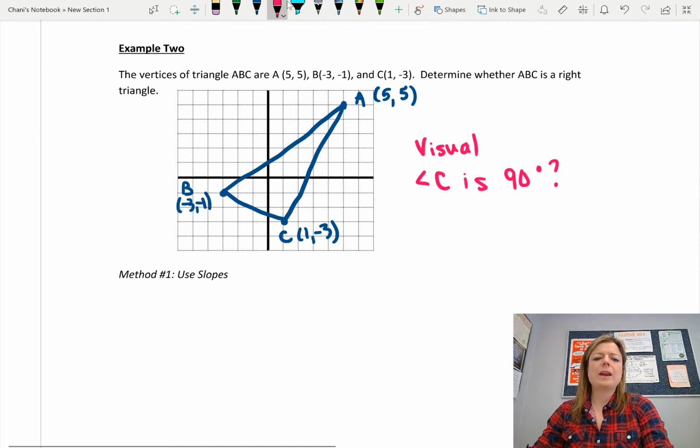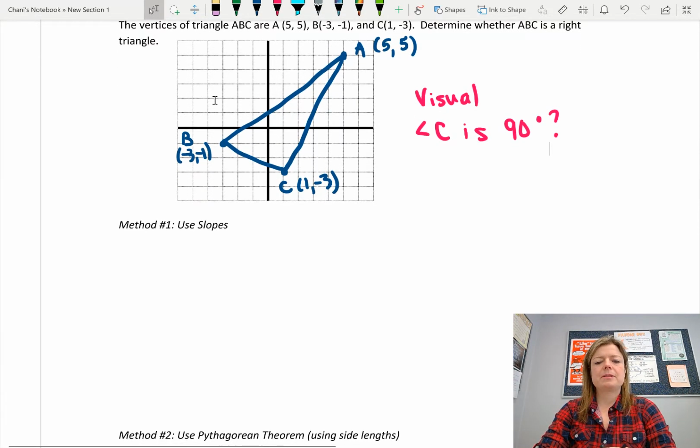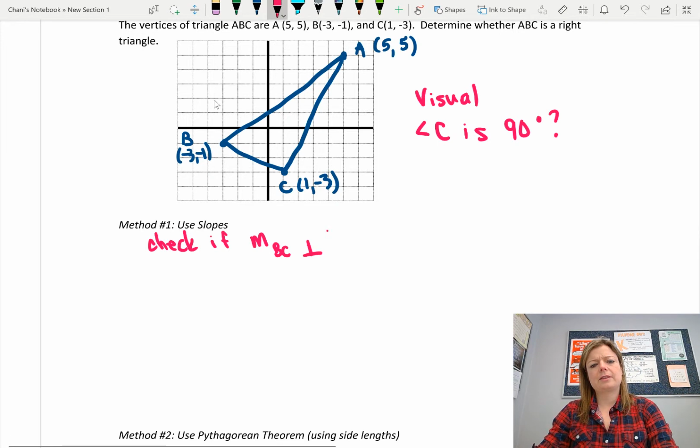So there's two ways of figuring this out. One is using slopes, and one is using the Pythagorean theorem, so using the side lengths. So basically using slopes, I just need to show that the slope of BC is perpendicular to the slope of AC. So in other words, that they have slopes that are negative reciprocals. So check if the slope of BC is perpendicular to the slope of AC.